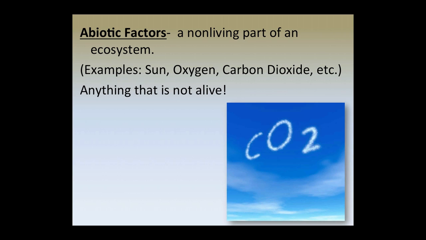Examples: the sun, oxygen, carbon dioxide, etc. Now, the sun is very important, essential for life on Earth. Oxygen is very important, essential for life on Earth. Carbon dioxide, just the same, essential for life on Earth. However, it's not alive, it's non-living. So if it's a part of our ecosystem, but it's not living, it's not breathing per se, it's an abiotic factor. That's simple. I know it sounded complicated.